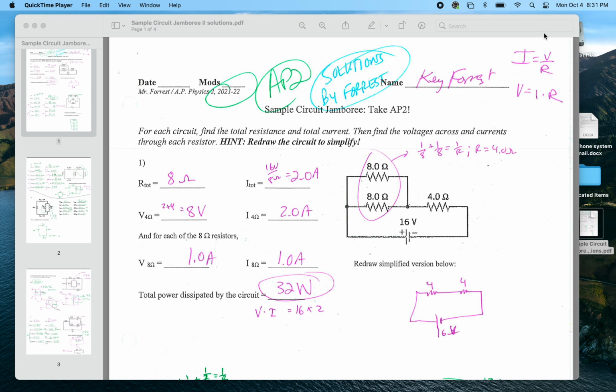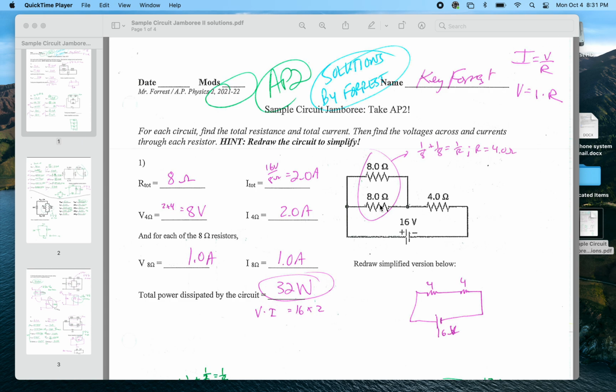Using Ohm's law, which is up here, and if you remember, Ohm's law works for any whole circuit or any part of a circuit, but you do have to be careful to make sure you're using the correct values for whatever whole or part of a circuit you are thinking about. So we'll do 16 volts divided by 8 ohms. That gives me 2 amps total current. That's also the current going through the 4 ohm resistor, since the circuit is a series circuit at that point.